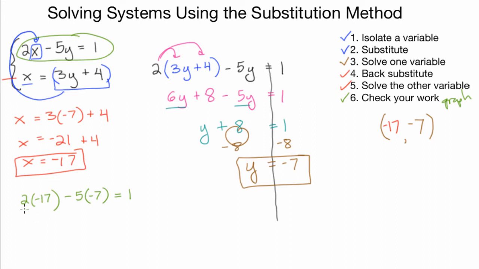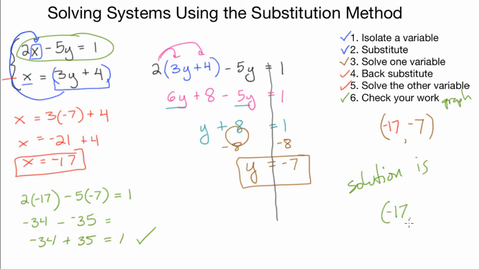So 2 times negative 17 is negative 34, minus 5 times negative 7 is negative 35. Well, that turns into negative 34 plus 35 because we have subtracting a negative. And yeah, it looks good. It checks out. It does equal 1. So my solution to the linear system is this point right here. When x is negative 17, y is negative 7. That is the point that works for both of these equations.